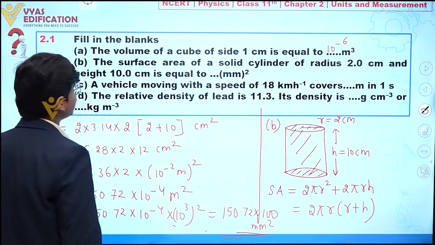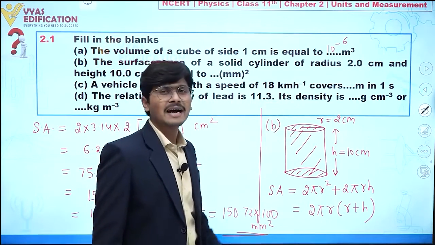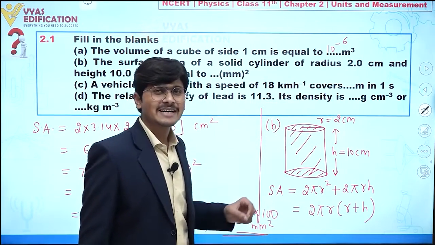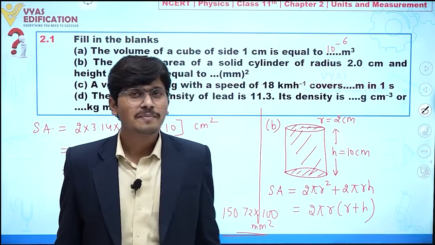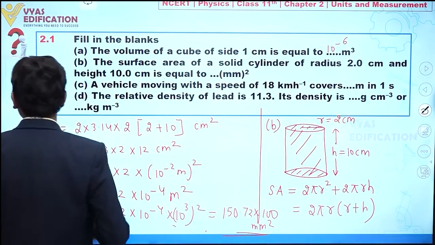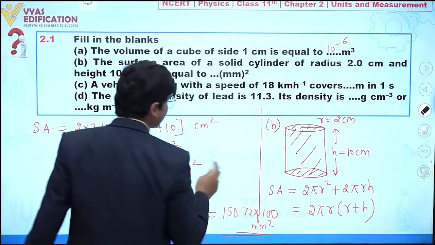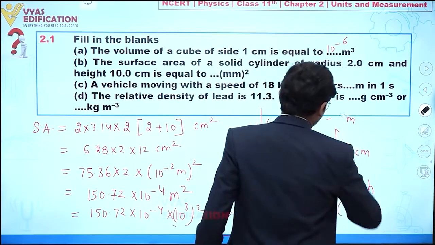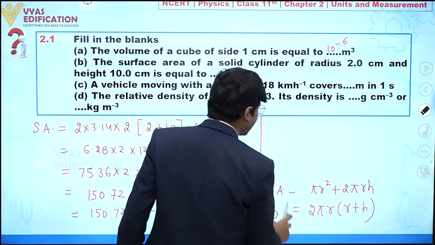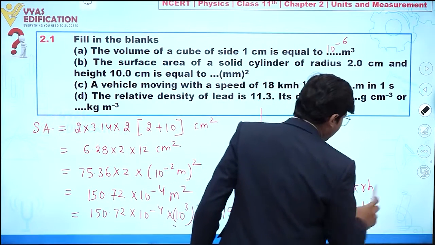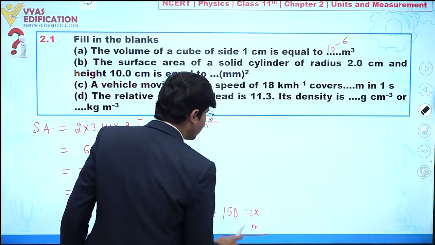In part number C, it is given to you a vehicle moving with the speed of 18 km per hour covers some meters in 1 second. It means directly it is clear we have to convert this kilometer per hour into meter per second, clear. So how can we write here? Listen very carefully. How can we convert kilometer per hour into meter per second? You know very well, if we want to convert kilometer per hour in meter per second, we have to multiply it with 5 by 18.